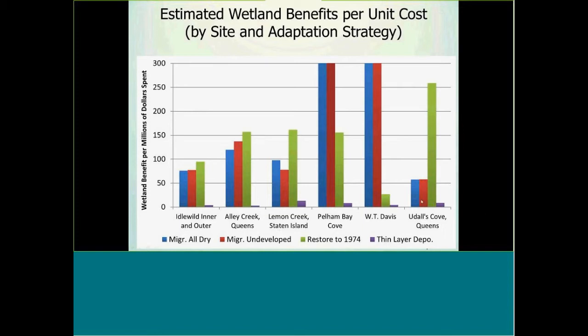So if you look at these results, they're similar to what we had before, because it's still inexpensive to add marsh at Pelham Bay or W.T. Davis, just because there's a lot of publicly owned land there, and those costs are lower. If you look at Udall's Cove in Queens, the restoring to 1974 becomes even more competitive than it was before, and in fact, that may be the place that you would consider restoring marsh first, as opposed to some of these other locations, because it has more overall benefits.